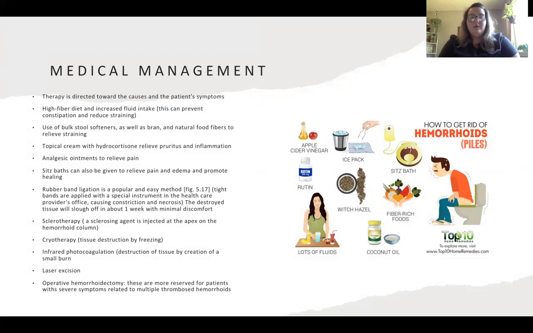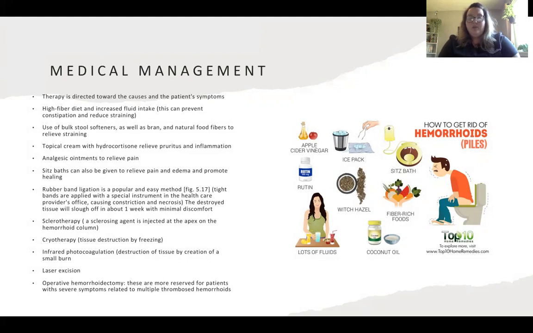They are going to be on bulk stool softeners sometimes, as well as bran and natural food fibers to relieve that straining. Topical cream with hydrocortisone can help relieve some of that itching and some of that inflammation that can happen down there. The analgesic ointments can help relieve that pain that they may have. Sitz baths can also be given, and that can help reduce the edema and some of that pain, and it'll help promote healing down there.